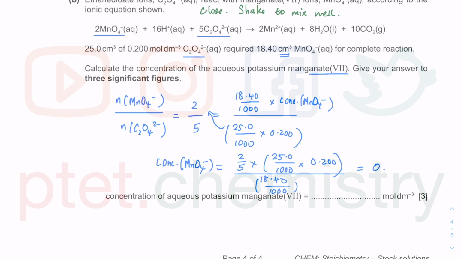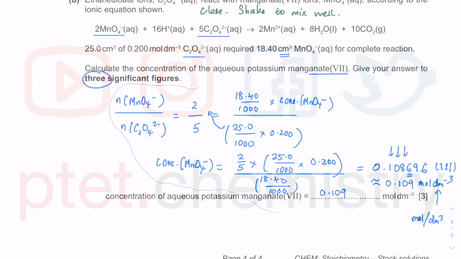Now, after having done this kind of thing a lot of times, 96, and they want your answer to 3 significant figures. So 1, 2, and 3. So I look at the fourth one, and I can get 0.109 mole per dm cube. If you don't like this format, you can use mol dm to the minus 3. But yeah, 3 significant figures. So 0.109 as our final answer there.